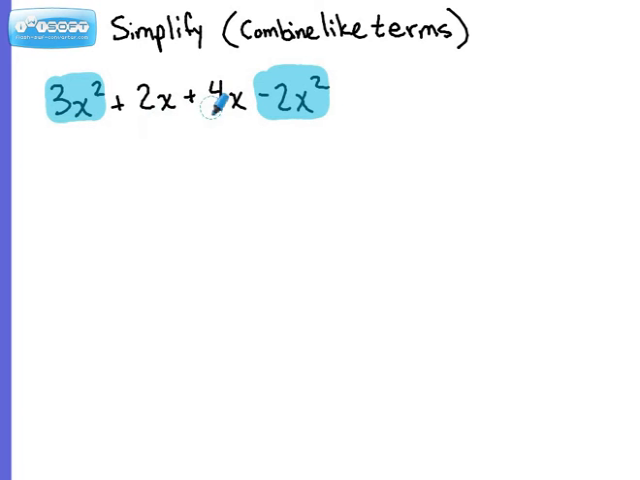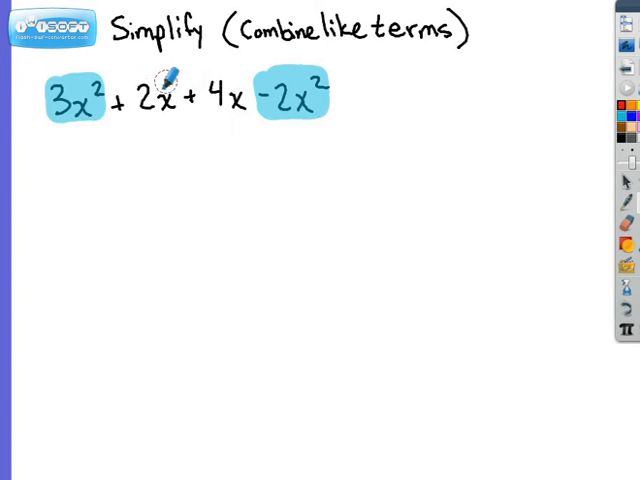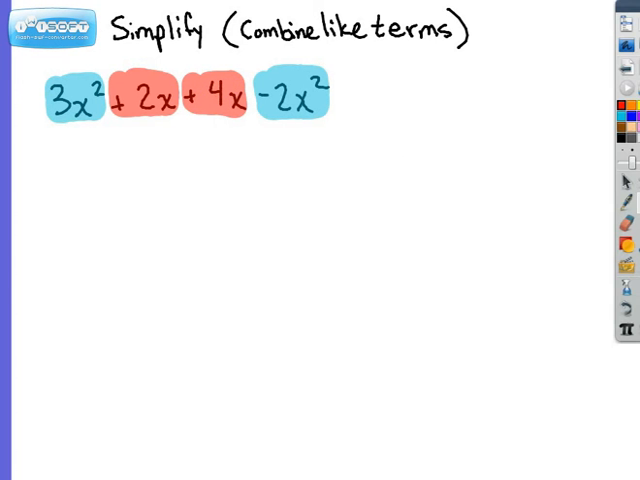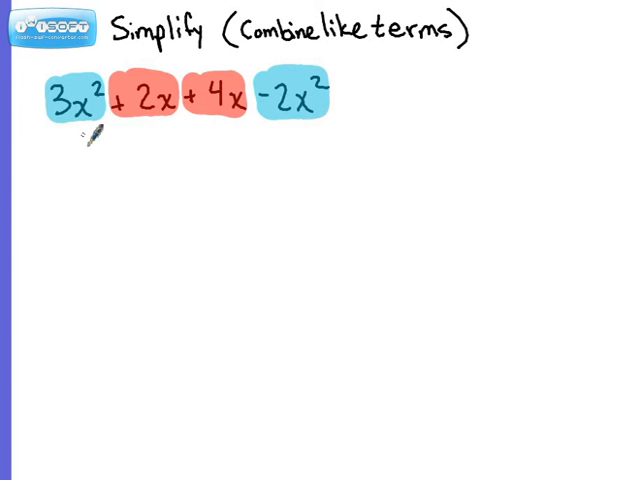These two have x's, so they are not the same as the x squareds. Those are referring to the same thing, but only in the sense of themselves. So 2x and also 4x are the same type of terms, and we can combine things that are the same. This is 3x squared, this is negative 2x squared. So 3 plus a negative 2 is just going to give us 1x squared. And then 2x plus 4x is equal to 6x.